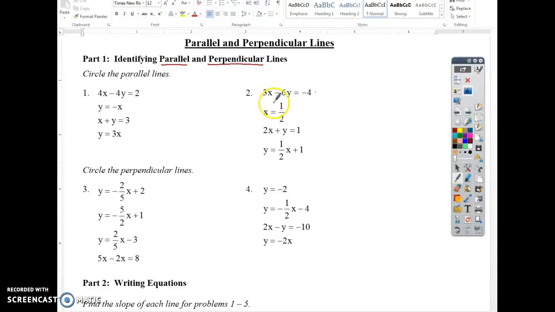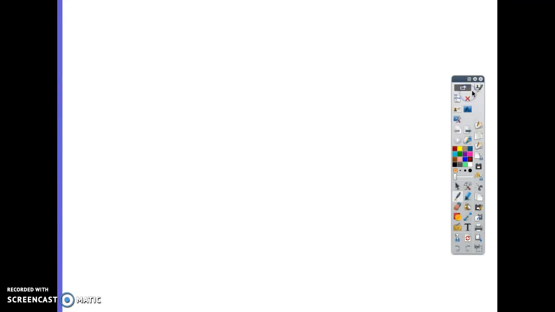Problems 1 and 2, you need to circle the ones that are parallel. So find two that have the same slope and circle them. Numbers 3 and 4, you're going to circle the ones that are perpendicular. So find two that are perpendicular to each other and circle them. Okay? So I'm going to do problem number 1 and problem number 3, and then you'll do 2 and 4. So on another sheet of paper, let's go ahead and solve number 1, the first equation.